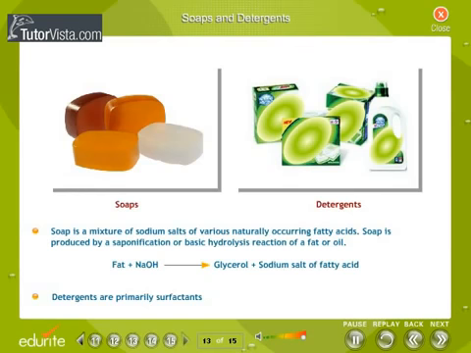Soaps and detergents. Soaps are sodium or potassium salts of fatty acids produced from the hydrolysis of fats in a chemical reaction called saponification. Detergents are primarily surfactants, which could be produced easily from petrochemicals. Surfactants lower the surface tension of water, essentially making it wetter so that it's less likely to stick to itself and more likely to interact with oil and grease.